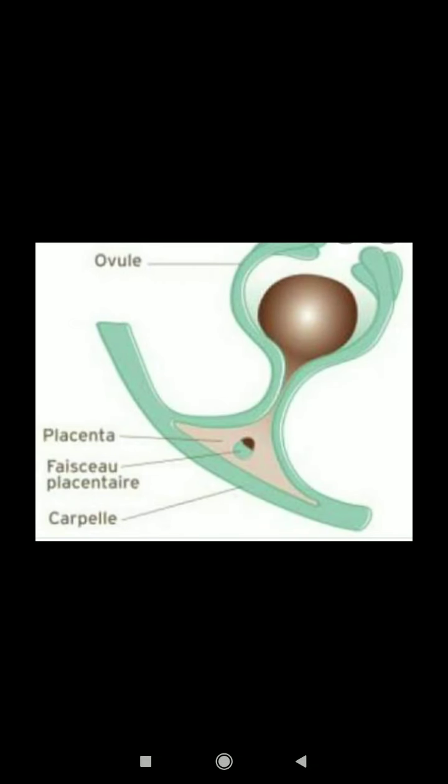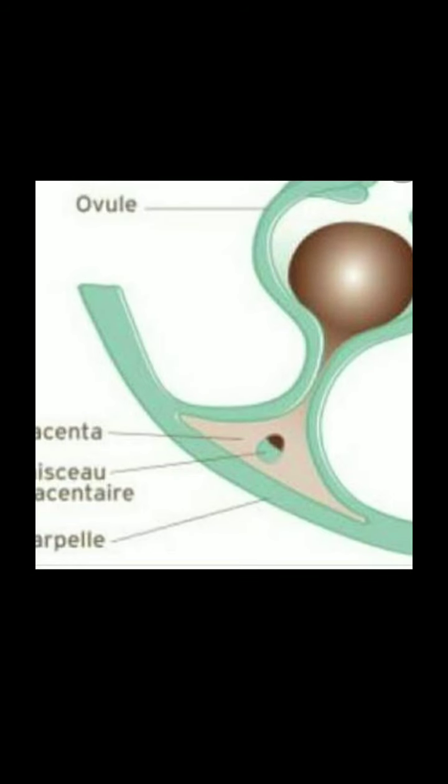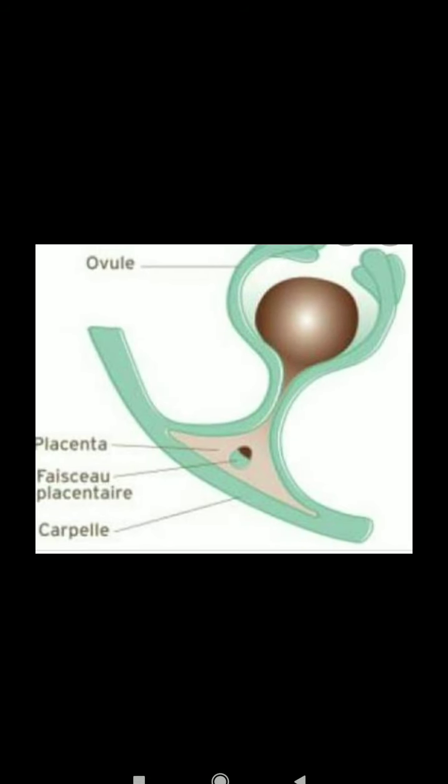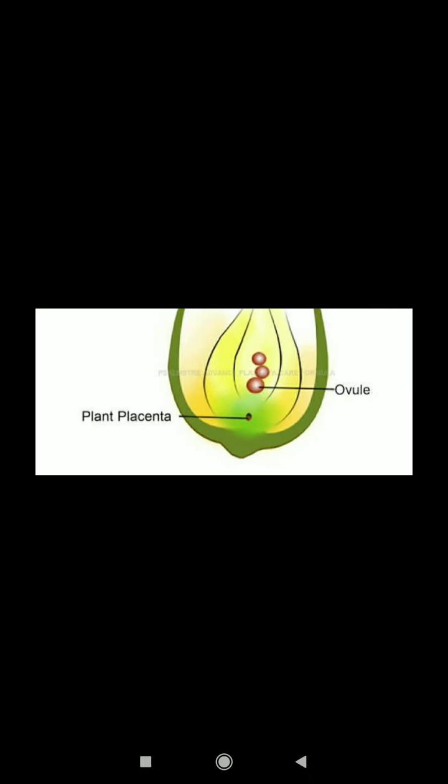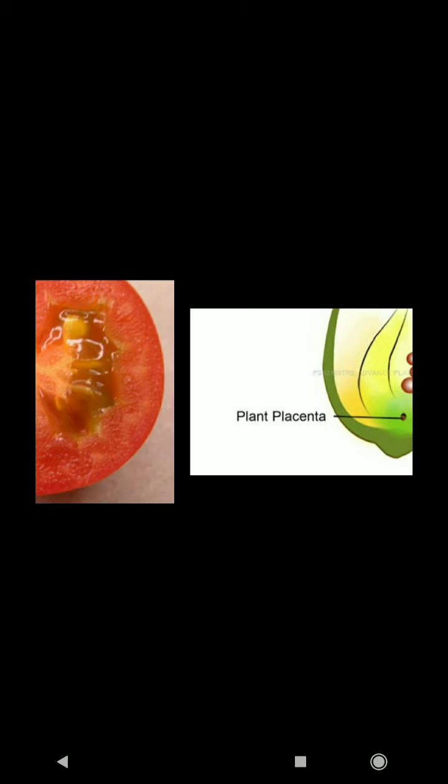Okay, then coming back to our own topic, placenta. Here you can see that it attaches the ovule to the walls of the ovary. This is a medium, pink-colored medium, that attaches the ovule to the walls of the ovary. Inside there is an ovary. In the plant placenta, here also it attaches the ovule to the ovary. We can see the dark green colored part is the ovary, and this is the ovule inside, and it attaches the ovule to the walls of the ovary.